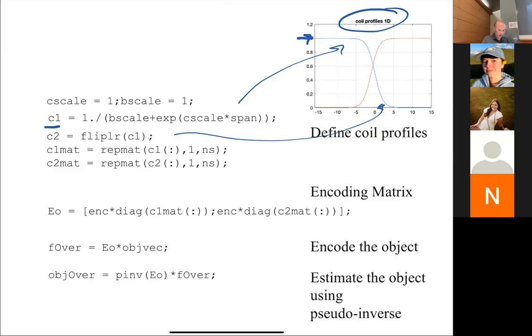And so here is where we multiply my encoding matrix by those sensitivity patterns, okay? And this is where I'm making up the overall matrix, okay? And then here I take that matrix and I multiply by my object. And here I simply take the pseudo inverse and multiply it by my measurement data. And this becomes my estimate of my object.